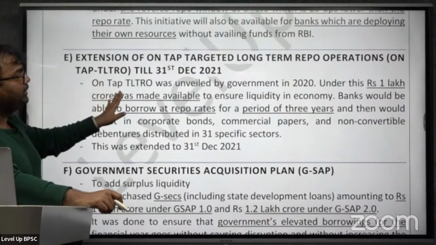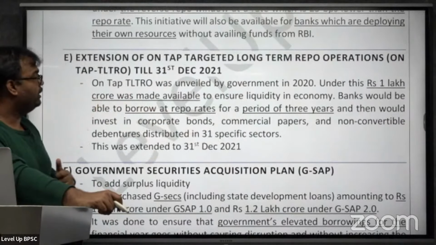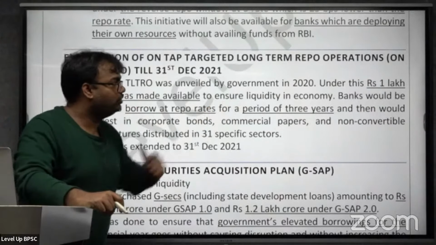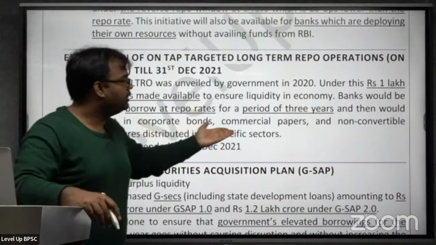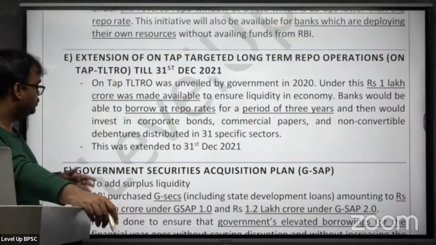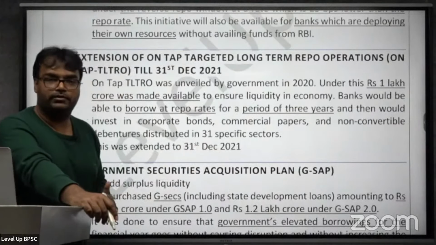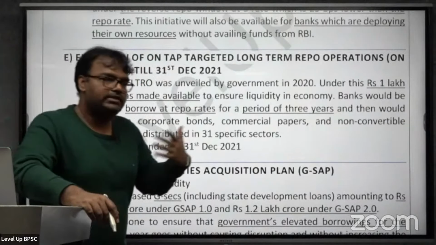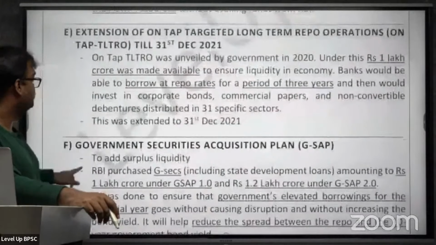So on tap TLTRO was unveiled in 2020. Under this, 1 lakh crore was made available. Banks were able to borrow at repo rate for a period of up to 3 years, and then would invest in corporate bonds, meaning money goes to corporates, commercial papers and non-convertible debentures and so on. Initially it was available in 2020, and every time they kept extending it. This initiative has been extended till 31st December 2021.